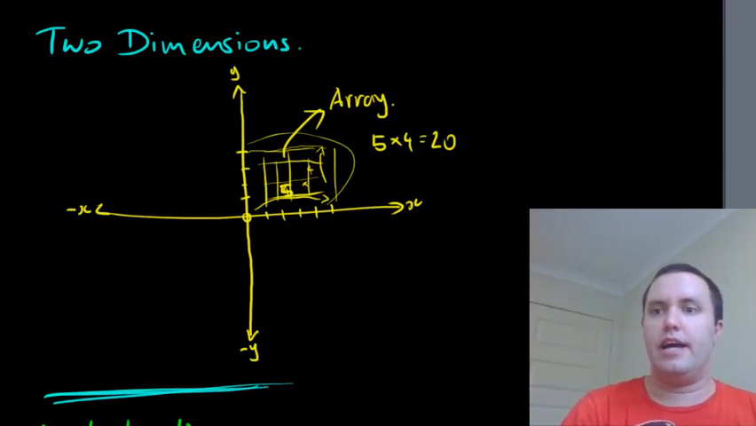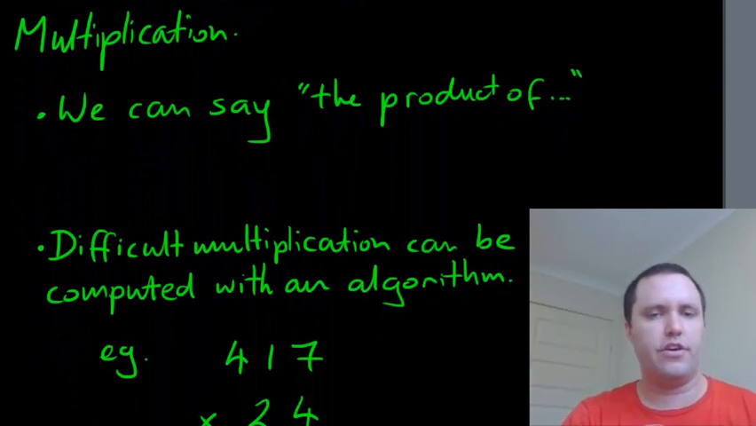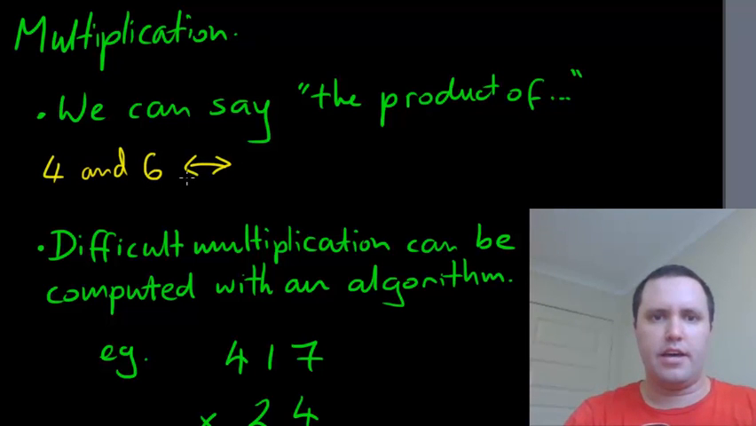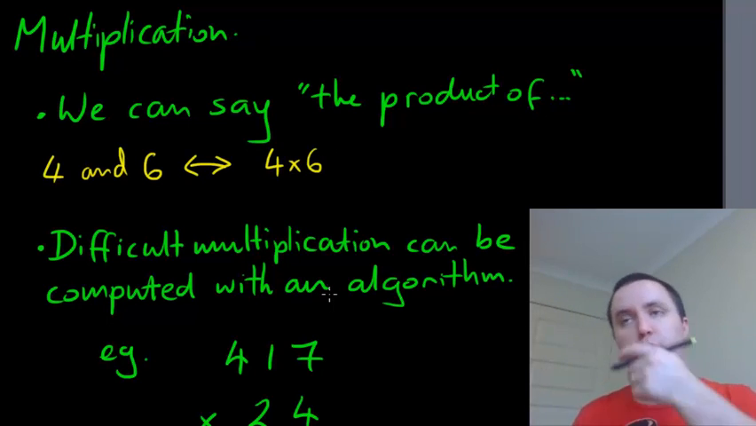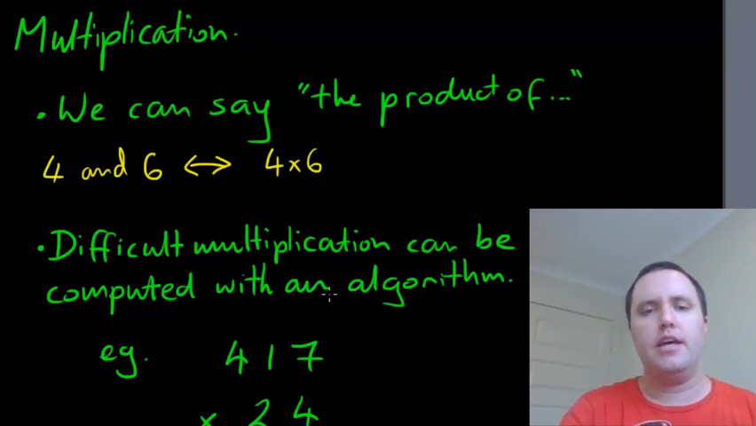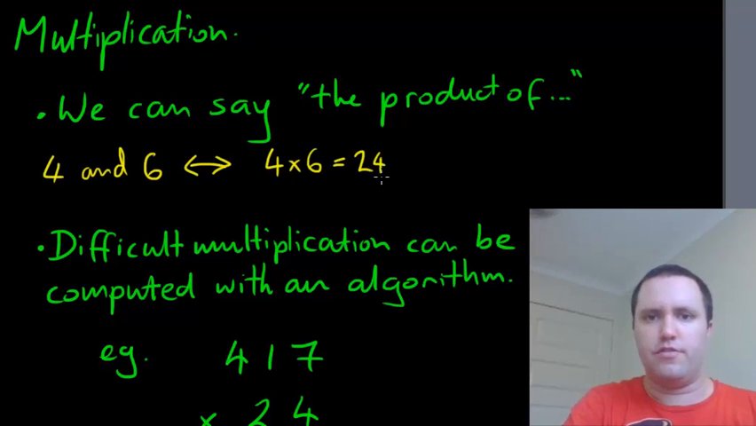Right, let's have a look at how to do some multiplication then. So we say the product of 4 and 6 is the same thing as 4 times 6. If we say the product of 4 and 6, it's the same as doing 4 multiplied by 6, which, if you know your times tables, which you should, is 24.